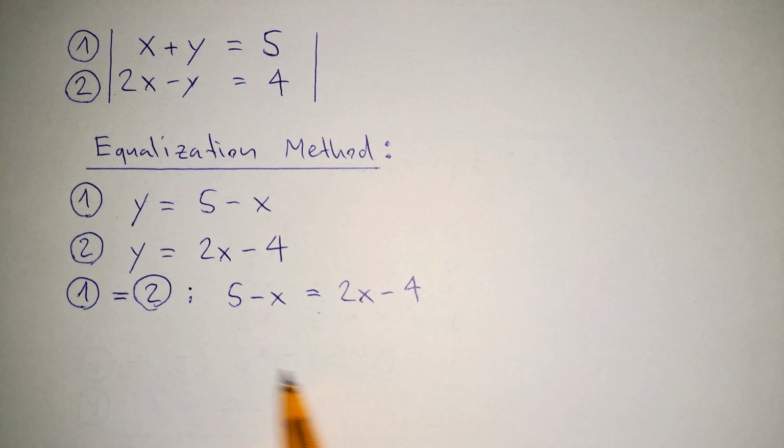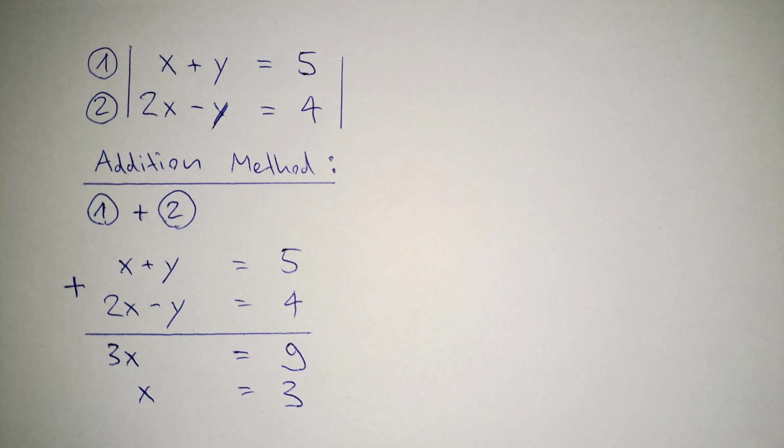The third method is the addition method. We again use the same system like before. The basic idea of this method is to add the two equations so that we can eliminate one of the two variables. By doing so, we get 3x is equal to 9, so we have no more y in our equation. And again, we can solve this for x, and we get x is equal to 3.